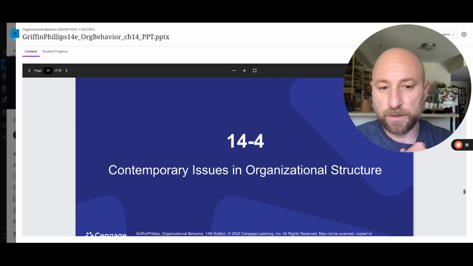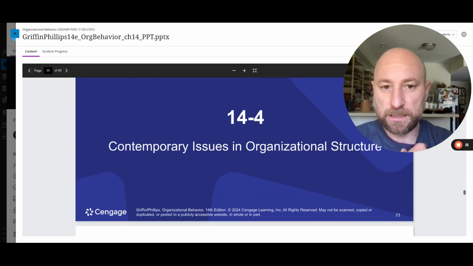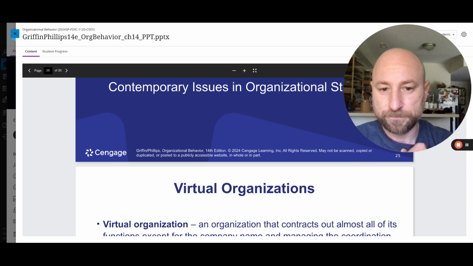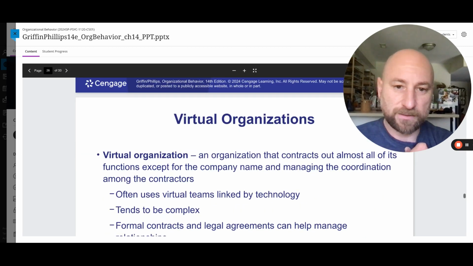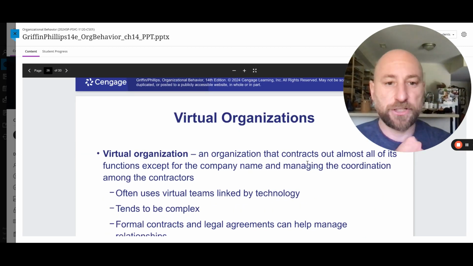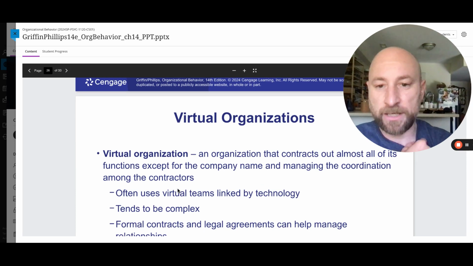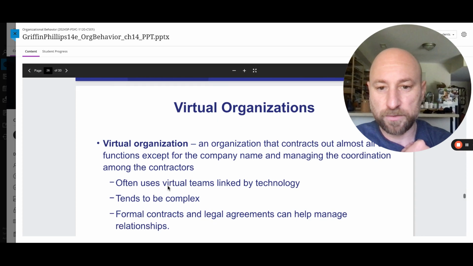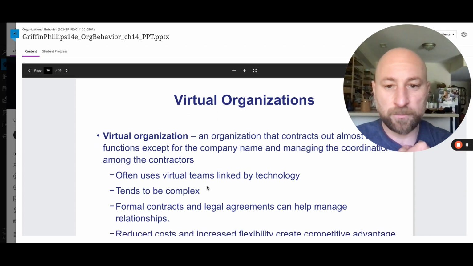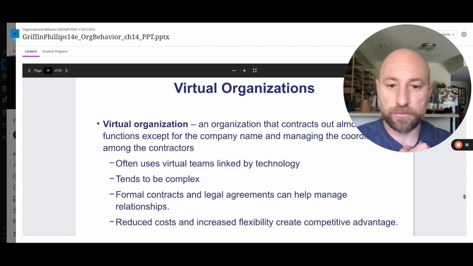Contemporary issues in organizational structure, 14.4. Virtual organization. A virtual organization is an organization that contracts out almost all of its functions, except for the company name, and managing coordination among the contractors. Often uses virtual teams by technology, tends to be complex. Formal contracts and legal agreements can help manage relationships, reduce costs, increase flexibility, and create a competitive advantage.